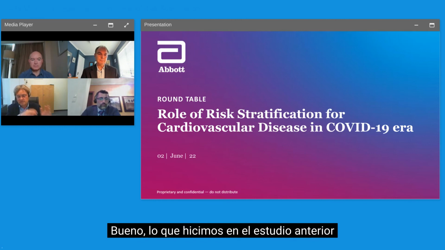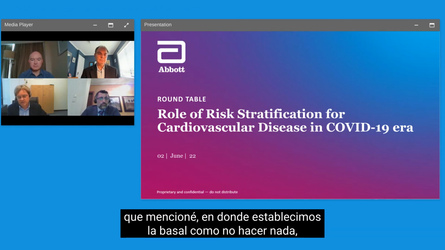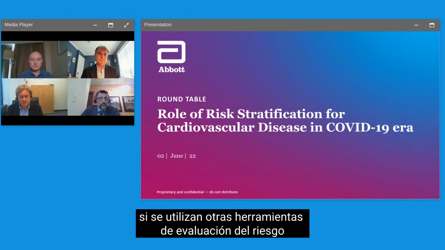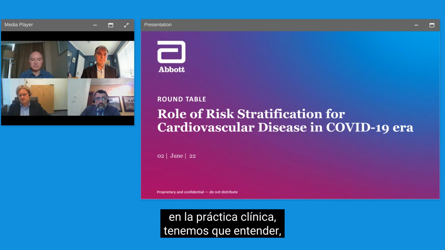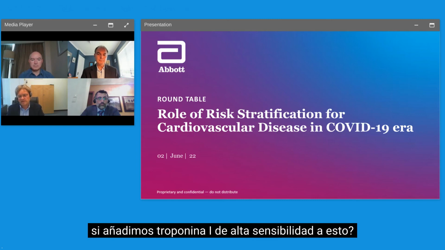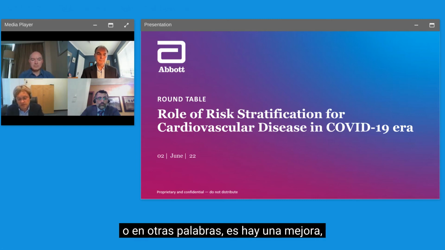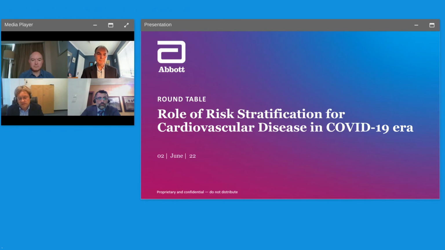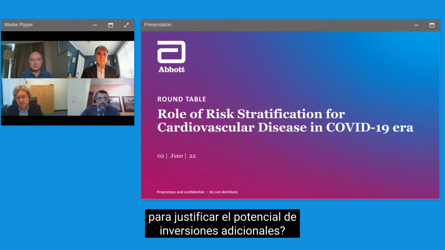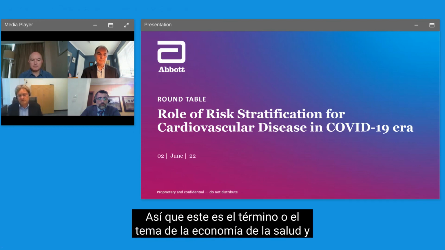In the previous study that I mentioned, we set the baseline as do nothing. But of course, if other risk assessment tools are used in clinical practice, we have to understand what the improvement is if we add high-sensitivity troponin to this. Or, in other words, is there an improvement? And if there is, is it actually relevant enough to justify potential additional investment? So this is the topic of health economics.